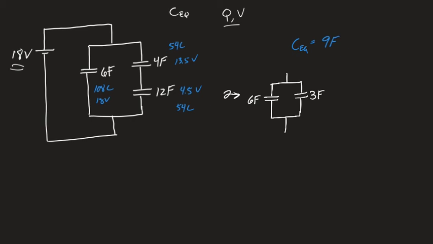Do I need to write that out or am I good? All right, next reduction is just to add these 2 together to get a single capacitance, which is going to be 9 farads.